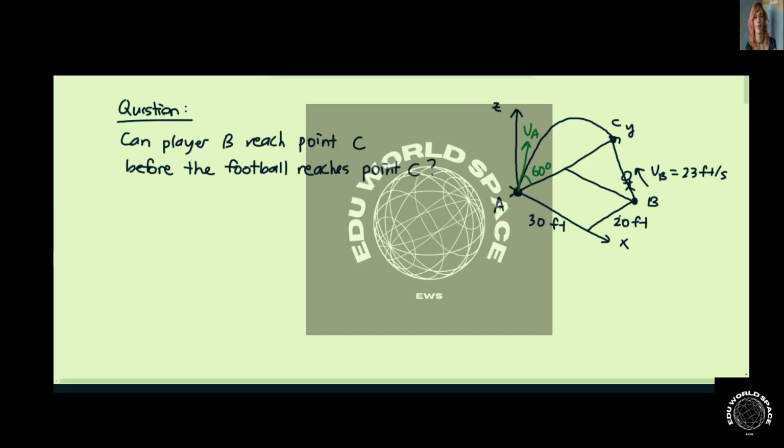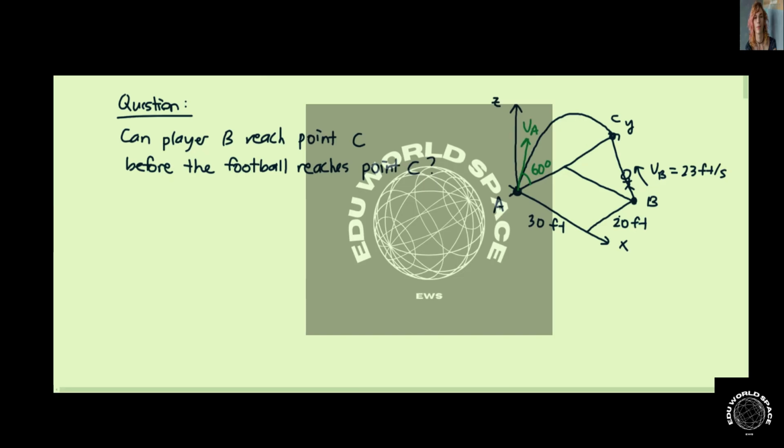In this question, a football player at A throws a football with an initial speed of VA equals 50 feet per second, and at the same time, a player starts running from point B at 23 feet per second. So we want to find out whether player B can reach point C before the football reaches point C.